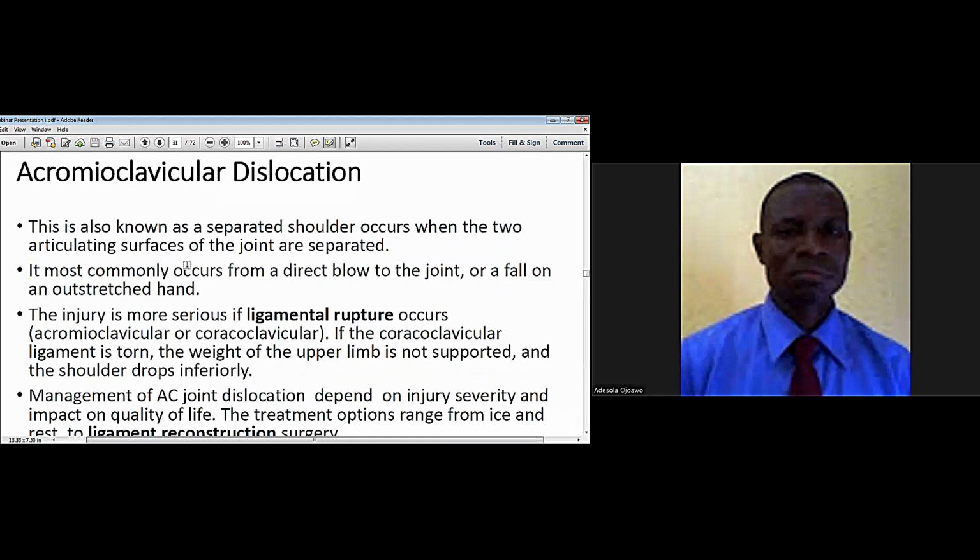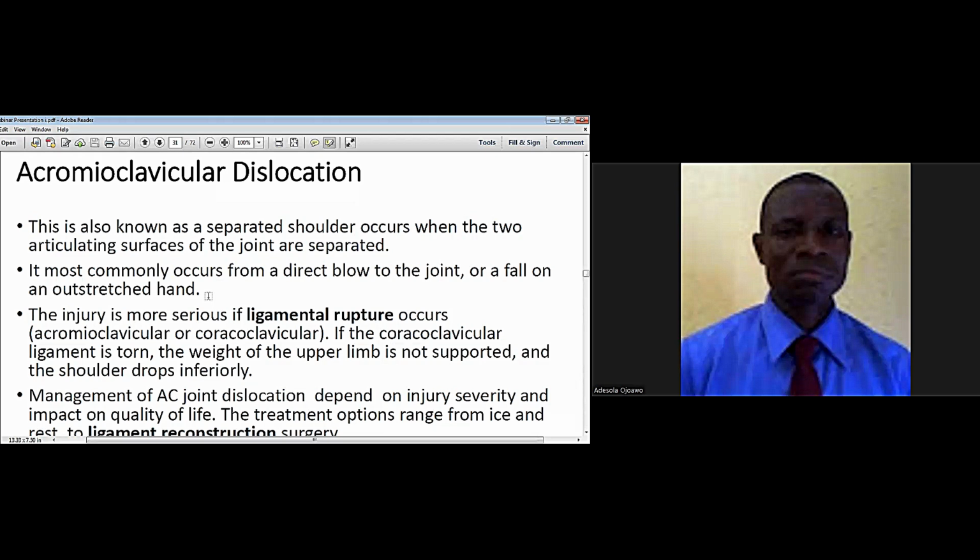Right? What happens is that the shoulder will be separated from the other part of the neck. And that's very important. That's very serious. It most commonly occurs from a direct blow to the joint or a fall on the arm. So when somebody lands on the arm, that's when they rupture, the shoulder gets separated.